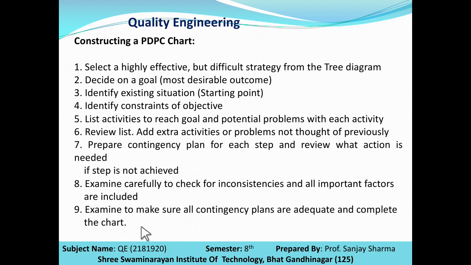Examine to make sure all contingency plans are adequate and complete the chart. So if you see the construction of a PDP chart, it shows that after selecting a particular problem, if you get the exact output, then it's okay. But if you are not getting the exact output, you have to again review the things, why a particular thing has happened and what is the reason for it happening. So that is why the PDP chart is an important parameter, we can say, in the quality tools.